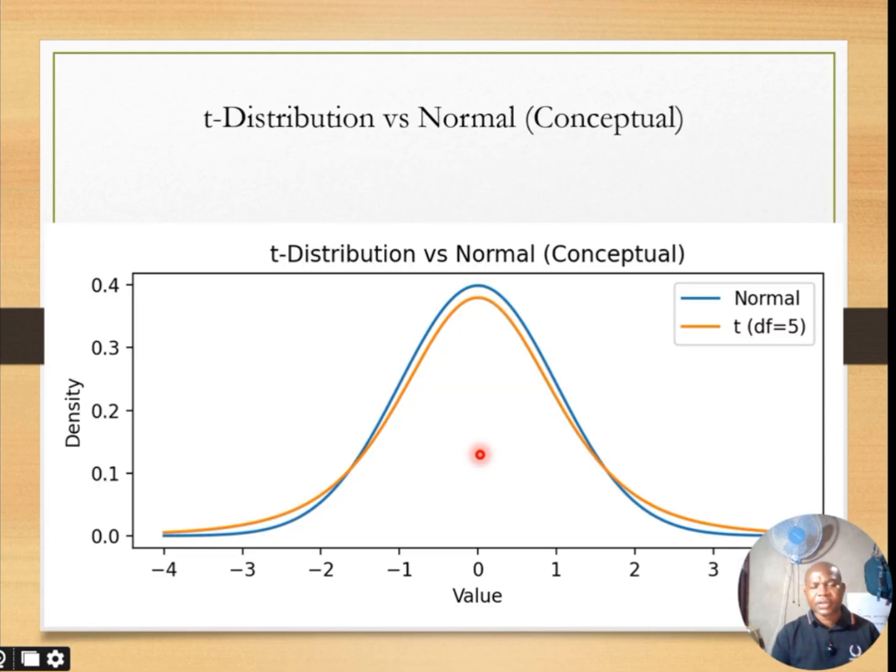Good. So this is a diagram showing our t-test and a normal distribution. Again, I mentioned that our t-test often approximates our normal distribution. More importantly, when our sample size increases, at a point, our t-test will approximate our normal distribution.